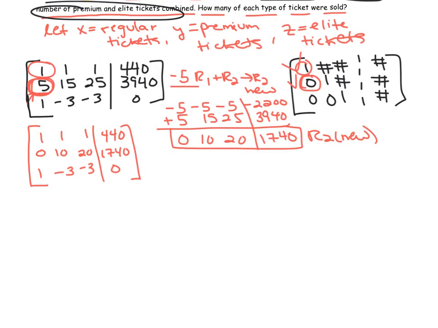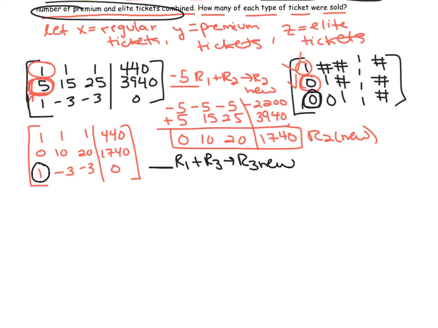So let's write it out. Awesome. Okay, now the next thing I want to do is turn this 1 into a 0. The way I'm going to make that 1 turn into a 0 is I'm going to multiply the first row by something, add it with the third row to get my new third row.